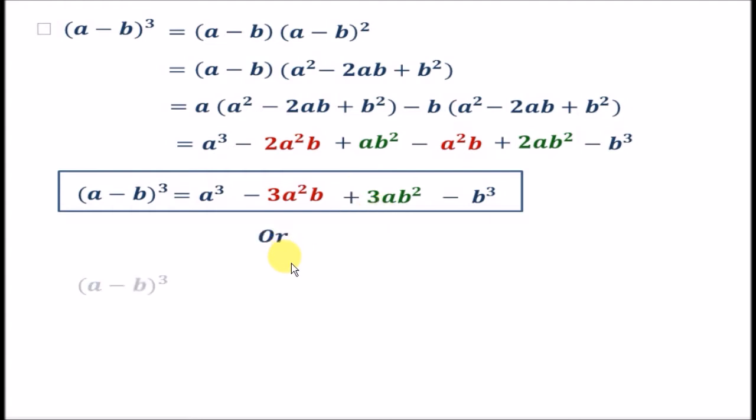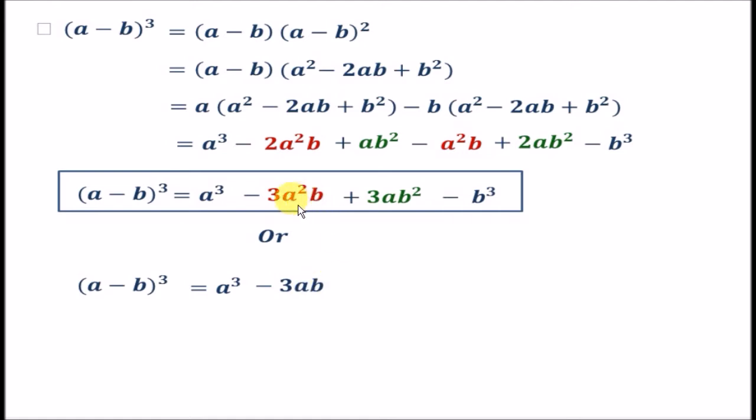We can simplify the middle terms in order to get the identity in a different form. A minus b whole cube equals a cube. Then from the middle terms, since the first term has a negative sign, minus will be common. 3 is there in both the terms, so 3 is common. At least one a is there in both the terms, so a is also common. And b is also there in both the terms, so b can also be taken common. So minus 3ab will be common.